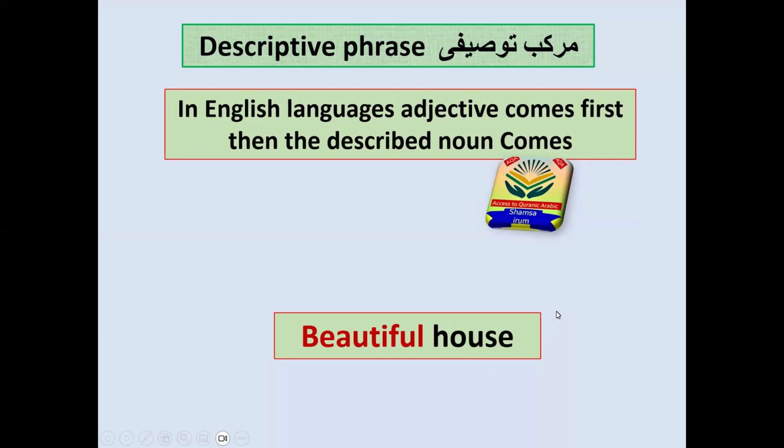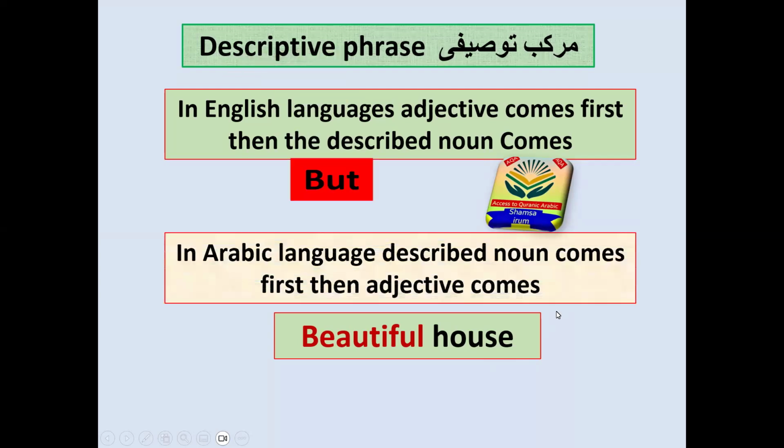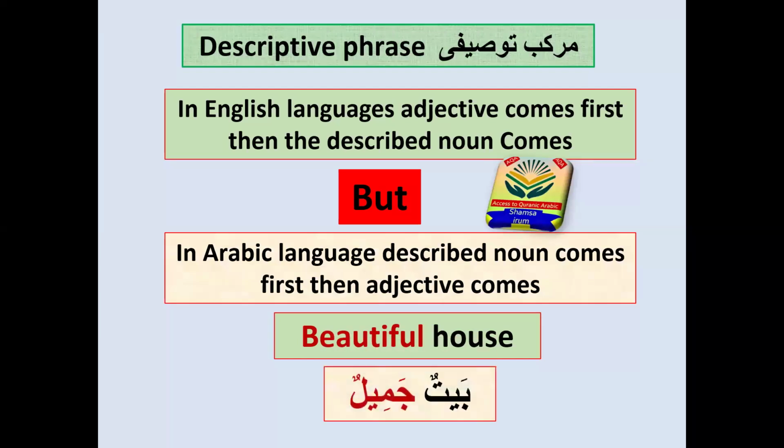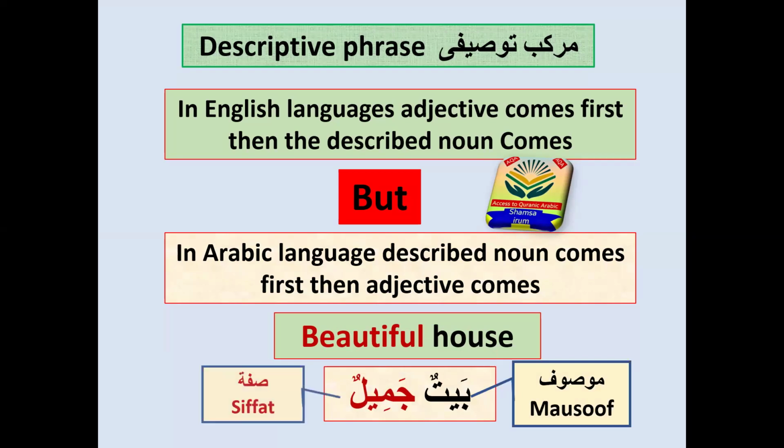Okay, but in the Arabic language, the described noun comes first, then the adjective comes, then the sifa will come. Okay, so it's opposite. What will it be? Baytun jamilun. So here baytun is mawsuf. It is the first part of the descriptive phrase, and jamilun is a sifa. It is the second part of the descriptive phrase, Murakab Tauseefi.